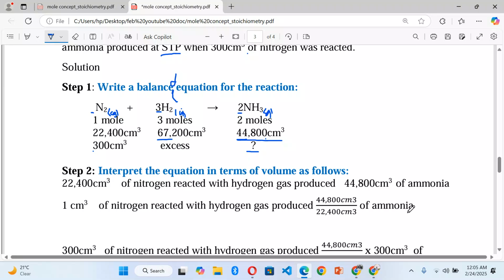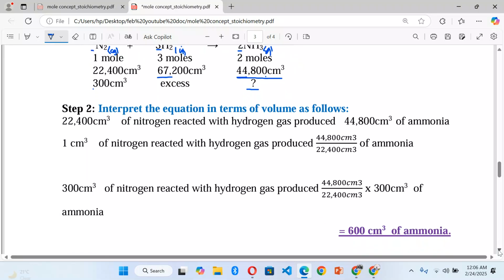Are we there? Then we continue. What about if 1 cubic centimeter can produce this? This one should go off. This one is not there, because we are dividing by only 22,400 both sides, not 22,400 cubic centimeters both sides. So make sure that this is not there. So even here we also cancel this. It is not supposed to be there.